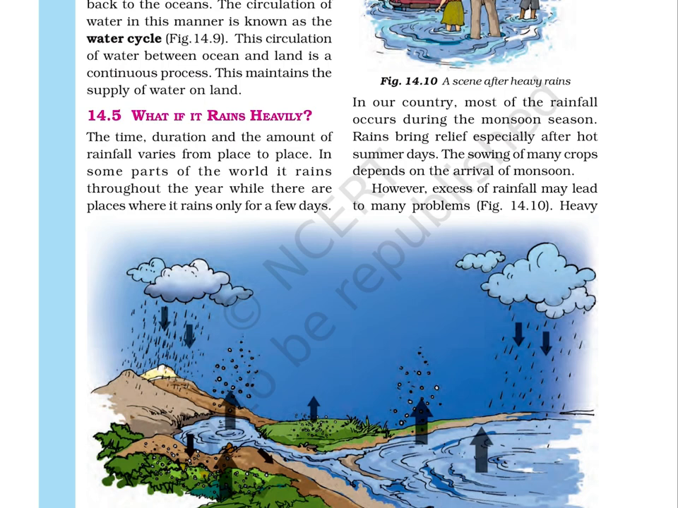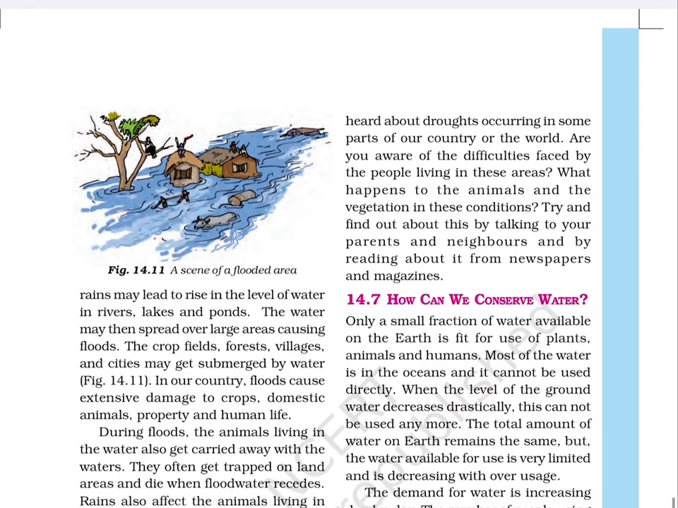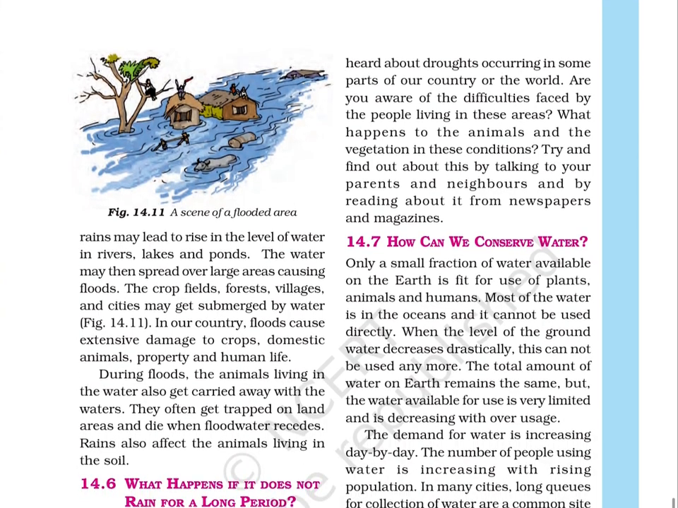Figure 14.10. Figure 14.9 shows a water cycle. Figure 14.10 shows a scene after heavy rains. Page 143. Heavy rains may lead to rise in the level of water in rivers, lakes and ponds. The water may then spread over large areas, causing floods. The crop fields, forests, villages and cities may get submerged by water.